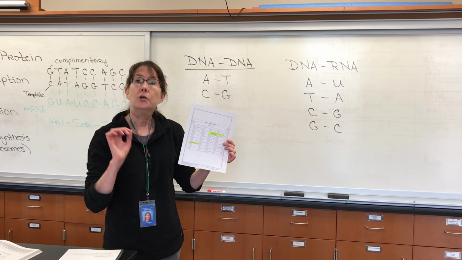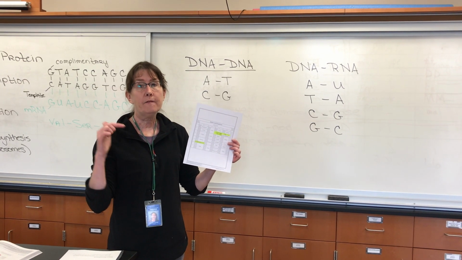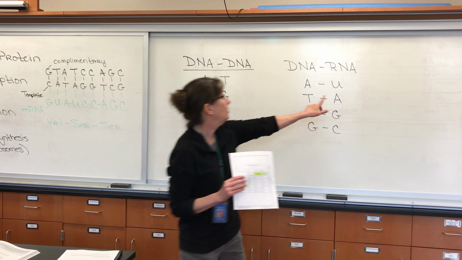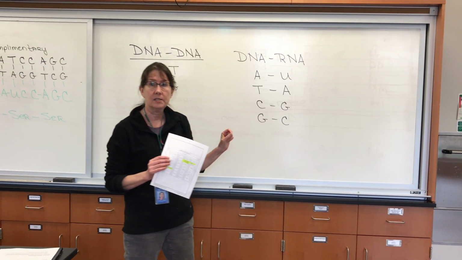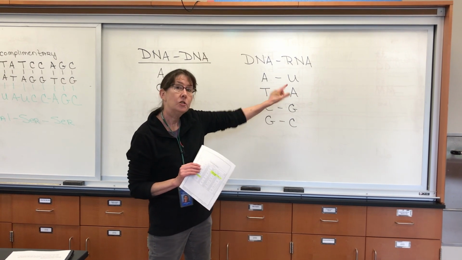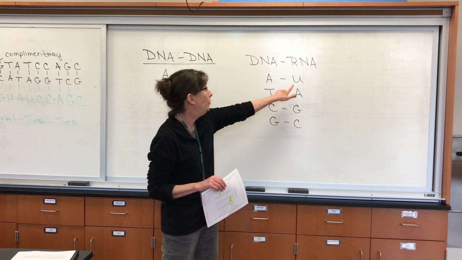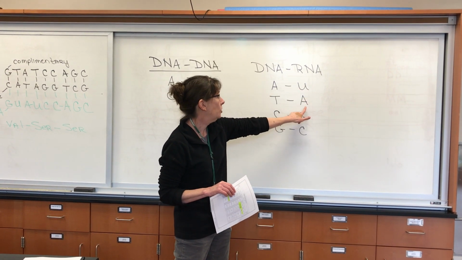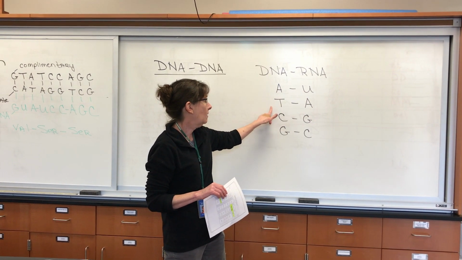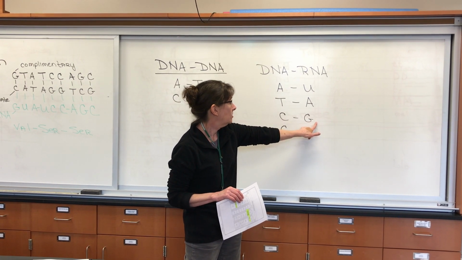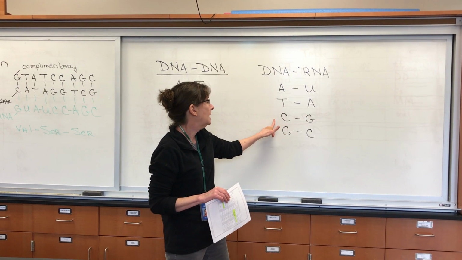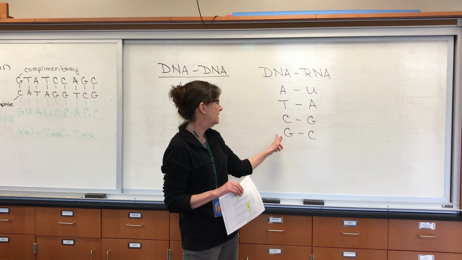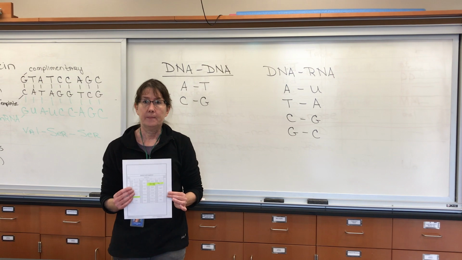From there, you're going to decipher your template strand of DNA. When you do that, you're going to read this chart backwards. If your messenger RNA has a U in it, your DNA will have an A. If your messenger RNA has an A, DNA will have a T. If messenger RNA has a G, DNA has a C. And our last one, if messenger RNA has a C, your DNA would have a G.